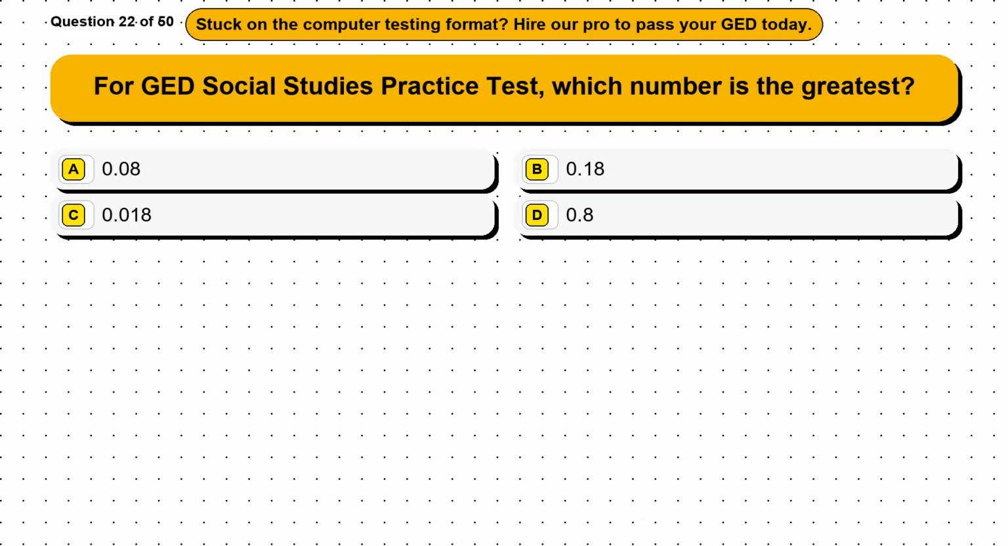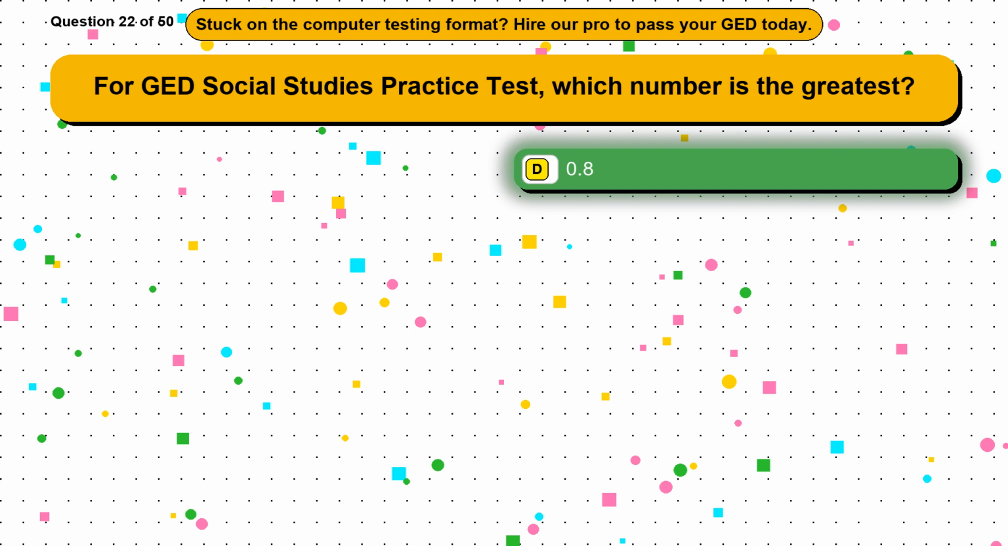Question 22. For GED Social Studies practice test, which number is the greatest? Option A, 0.08. Option B, 0.18. Option C, 0.018. Option D, 0.8. The correct answer is option D, 0.8.